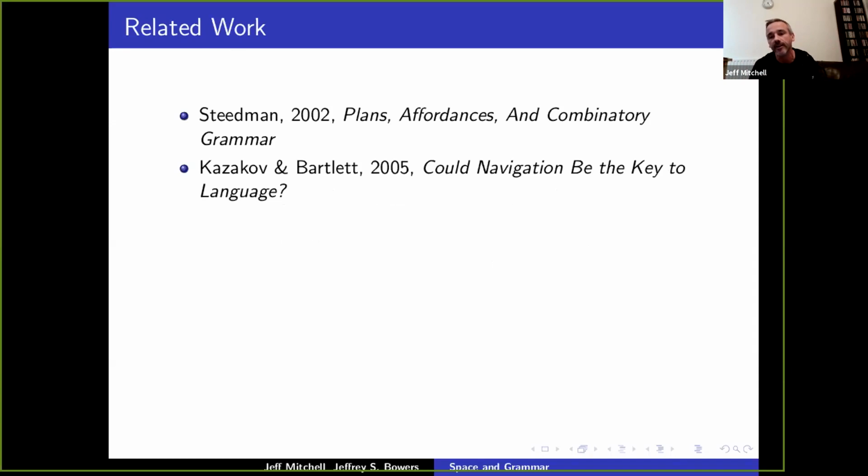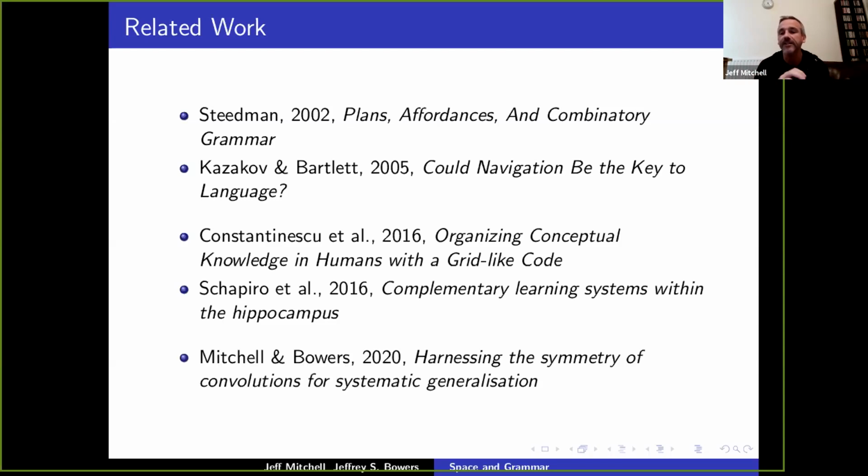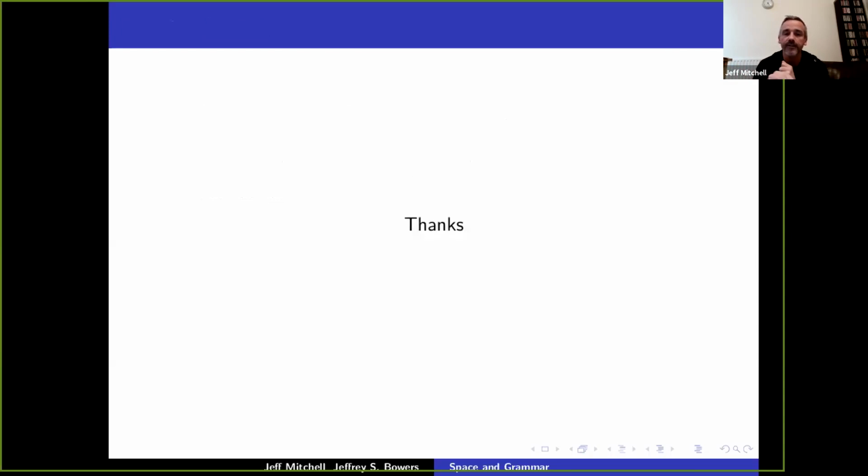So this work is related to a number of other investigations. On the symbolic side, a number of people who are interested in the grammar of languages have looked at the relation between planning and navigation and symbolic grammars. People who are interested in how planning and navigation happens in the hippocampus have also been interested in looking at how those spatial representations relate to more abstract conceptual knowledge. So our work is sitting in the middle, saying the bridging connection possibly is this idea of symmetry. So thanks for listening. I look forward to some feedback.